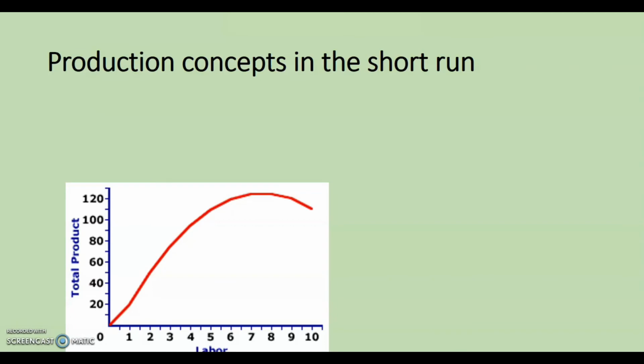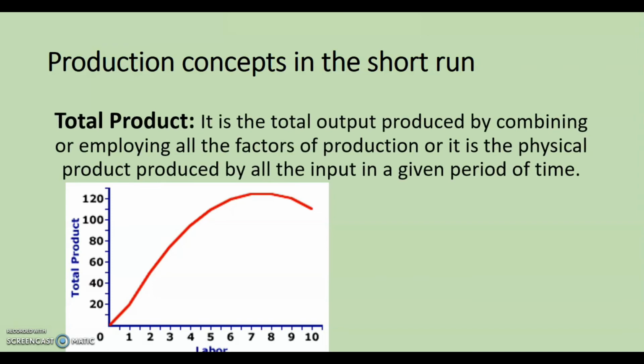Now let's look at the production concept in the short run. With the theory of production, we have two other theories under it. We have the short run production theory, and then we have the long run production theory. So we first look at the short run production theory. With it, we'll be looking at certain concepts such as the total product, the average product, and the marginal product.